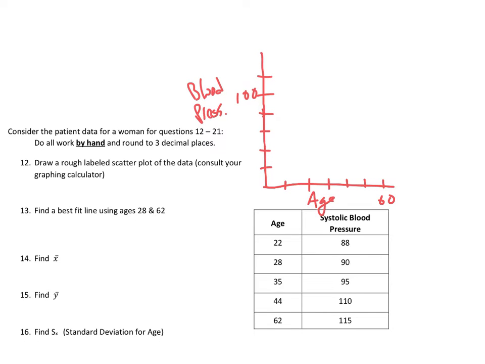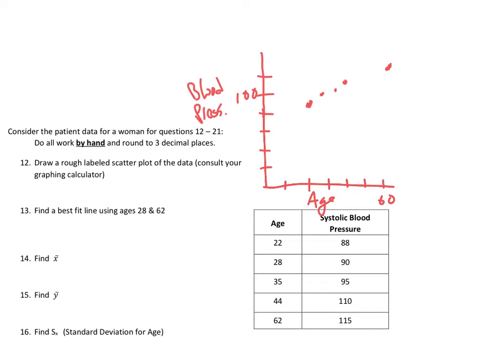All right. And so let's graph this. 22, we go right 22 and up 88. Okay, about right here. Right 28 and up 90. Right 35 and up 95. And right 44, up 110. Up about here. Oops, a little, not quite as high. 110, up 62, and up 115. Something about like that, all right?